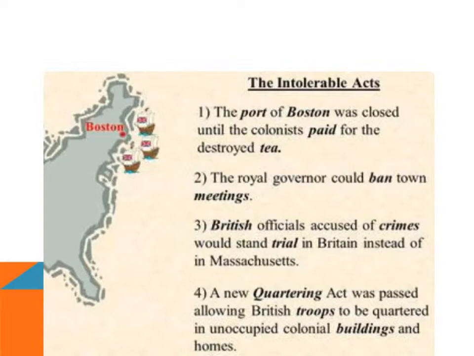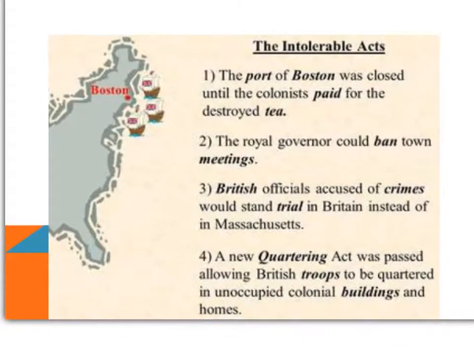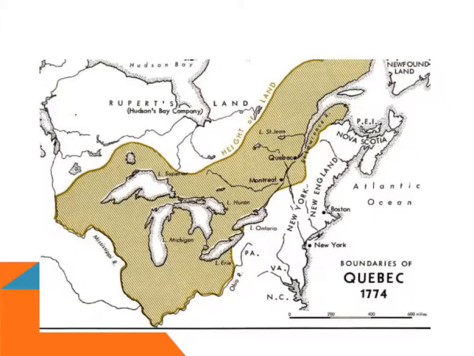I mean, as you can tell there, the port's going to be closed to pay for the destroyed tea. Governors convened meetings, and British officials accused of crimes would stand trial in Britain rather than Massachusetts. With the new Quartering Act, basically, troops can be housed in various buildings as well as homes. So now citizens are supposed to house and feed these troops as they're stationed, and they're already unwanted in this region. And here you can see the Quebec Act.